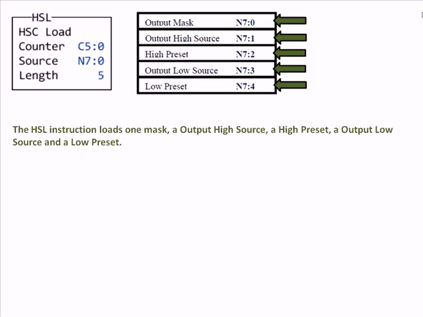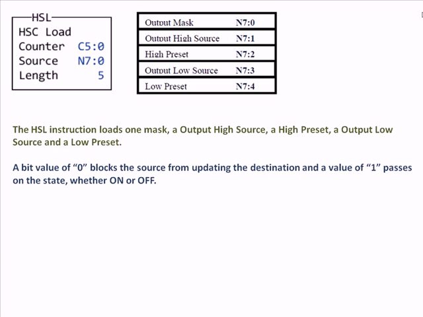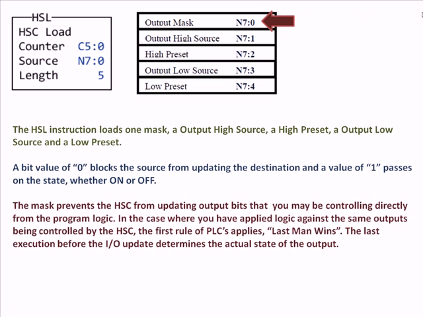A bit value of 0 in the mask blocks the source from updating the destination, and a value of 1 passes on the state. The mask prevents the high-speed counter from updating output bits that you may be controlling directly from program logic. In the case where you have applied logic against the same outputs being controlled by the high-speed counter, the first rule of PLCs applies. Last man wins. The last execution before the I/O update determines the actual state of the output.